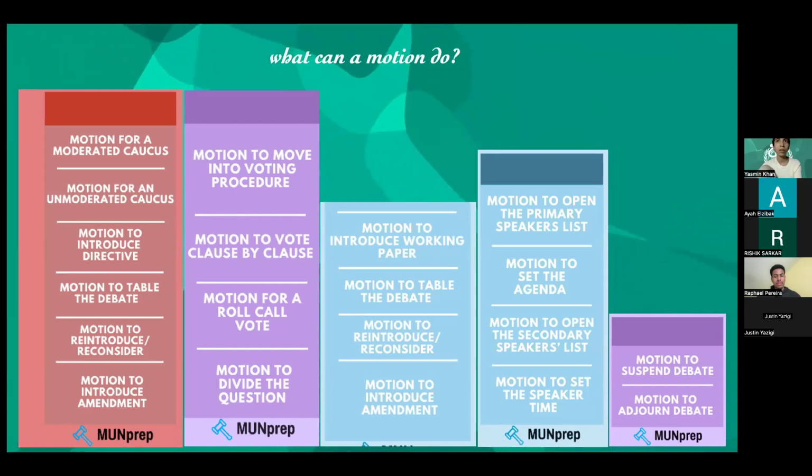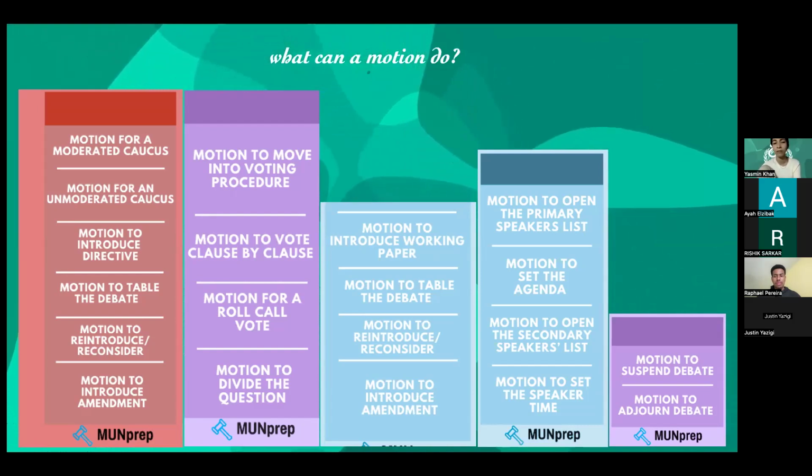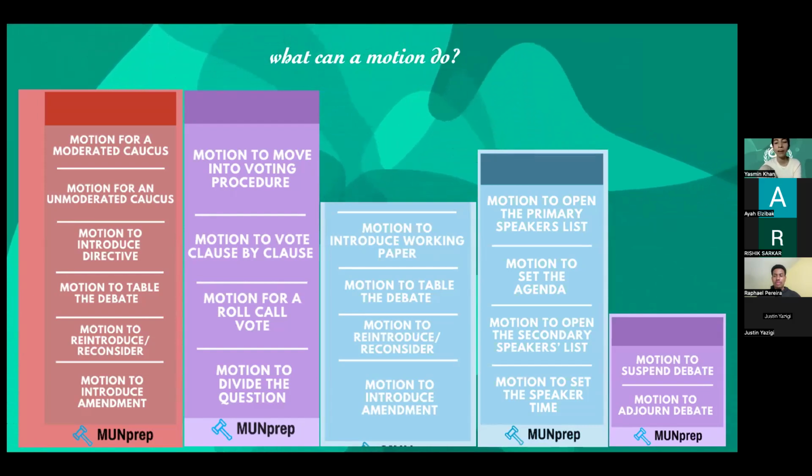In order to do anything as a delegate, you have to motion for it, right? So you have to tell the moderator or your chair what you want to happen. And that thing, depending on what it is, won't happen unless it's voted upon. Majority of the time, it won't happen unless it's voted upon. So yes, motions are the key. They allow you to do things.